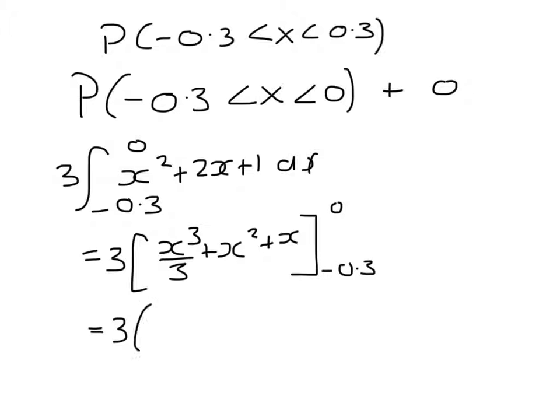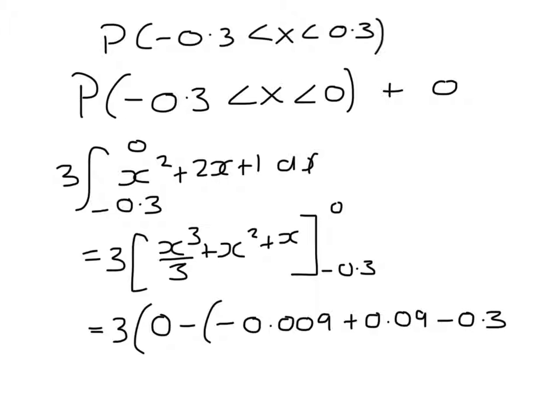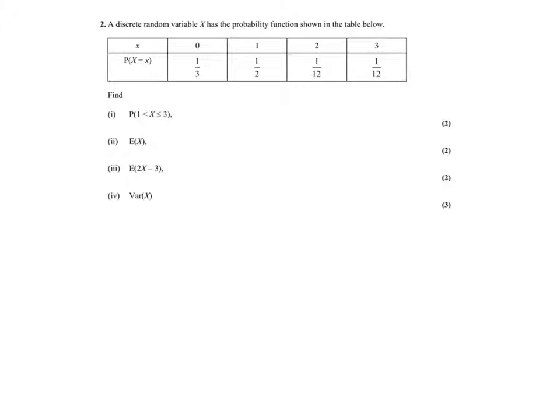So that's going to be 3 times 0, take away, -0.009 plus 0.09, subtract 0.3, and typing that into the calculator we get -0.657. Question 2 was then our prior knowledge question, so it's discrete random variables.